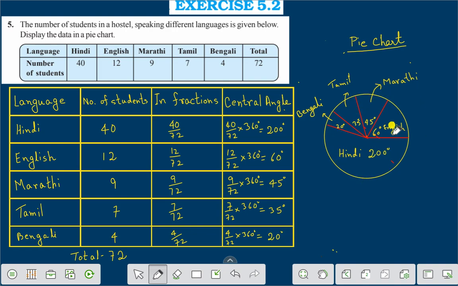Here we have taken a circle, right? This is 60 degree we have taken with the help of protractor. This is 45 degree, the central angle. This is 35 degree, Tamil. This is 20 degree, Bengali. And this is Hindi. Obviously, it will be 200 degree because the sum of all the angles is always 360 degree, right? This is the pie chart of this data.